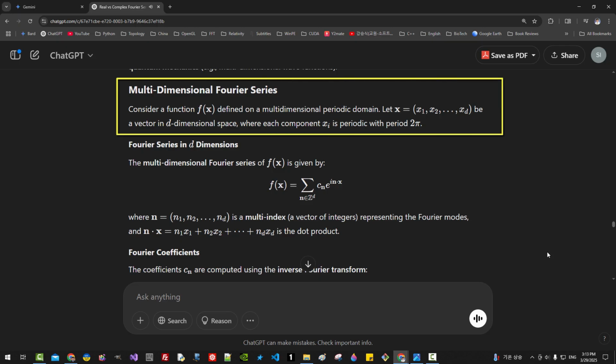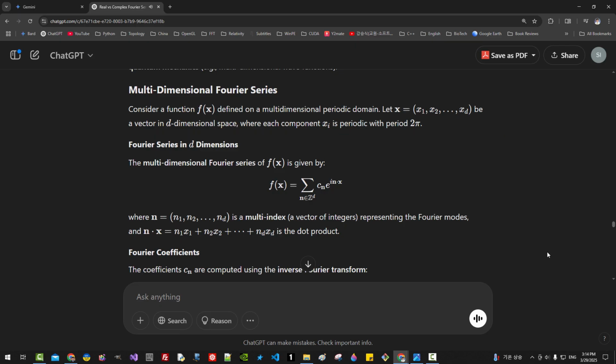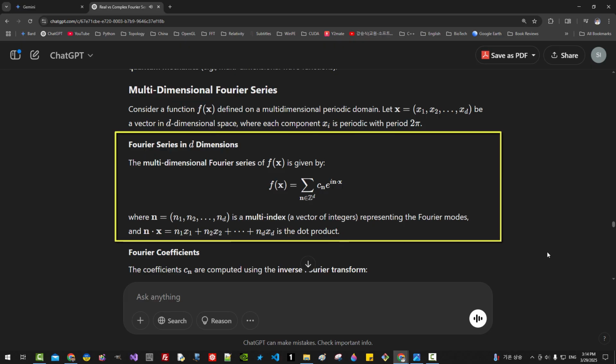Consider a function f(x) defined on a multidimensional periodic domain. Let x = (x1, x2, ..., xd) be a vector in d-dimensional space where each component xi is periodic with period 2π. Fourier series in d dimensions. The multidimensional Fourier series of f(x) is given by f(x) = sum over n in Z^d of c_n e^{i n·x}, where n = (n1, n2, ..., nd) is a multi-index, a vector of integers representing the Fourier modes, and n·x = n1 x1 + n2 x2 + ... + nd xd is the dot product.